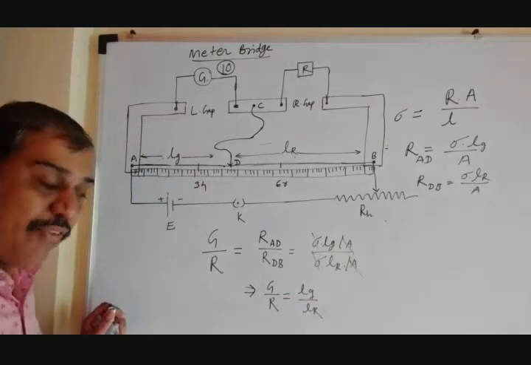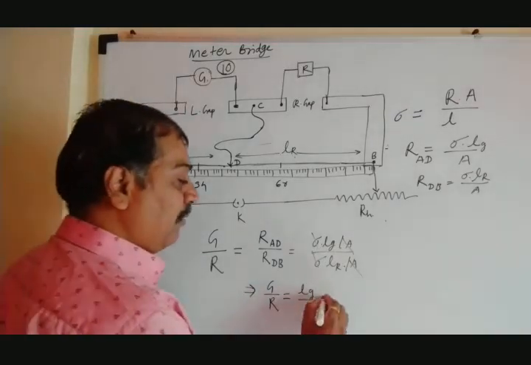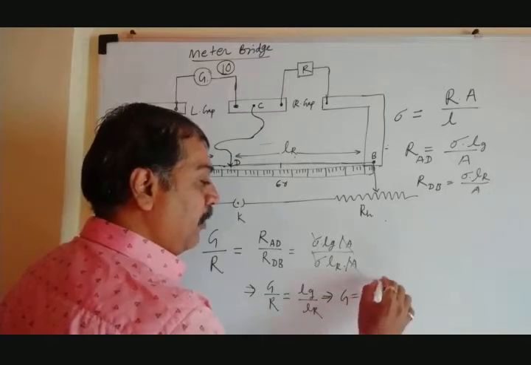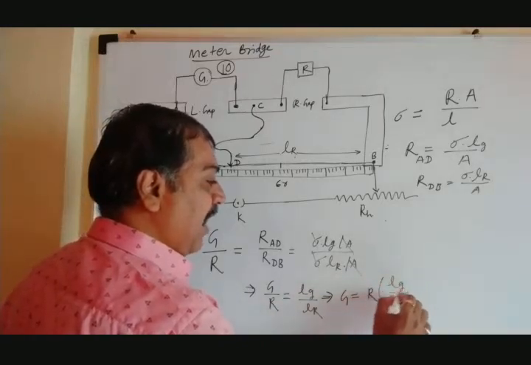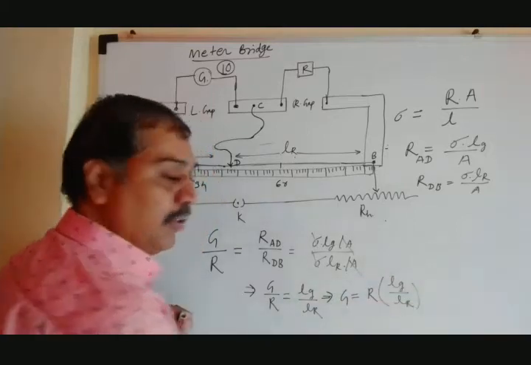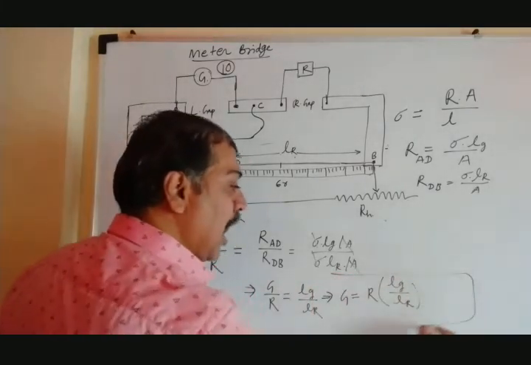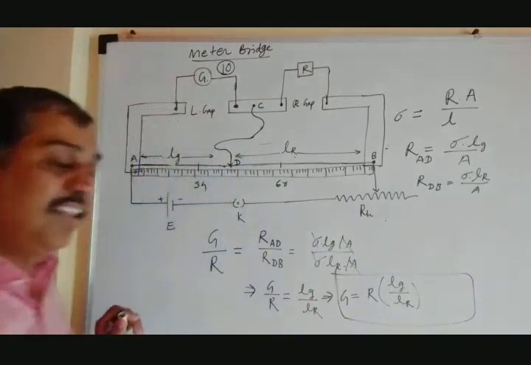Our aim is to find the value of G. So this equation implies that G equals R into Lg divided by Lr. So this is a formula to measure the unknown resistance G. Apart from this, we can modify this formula.